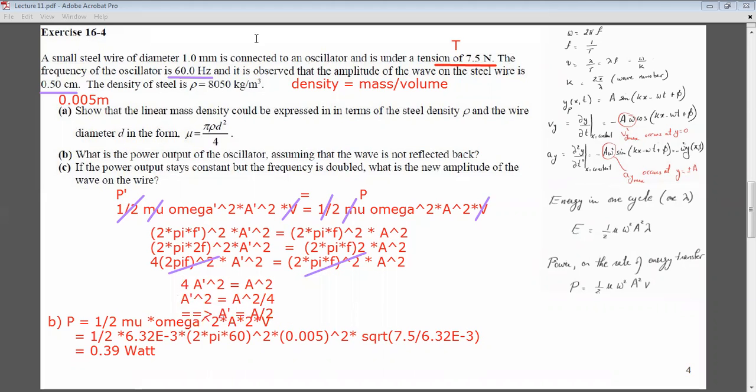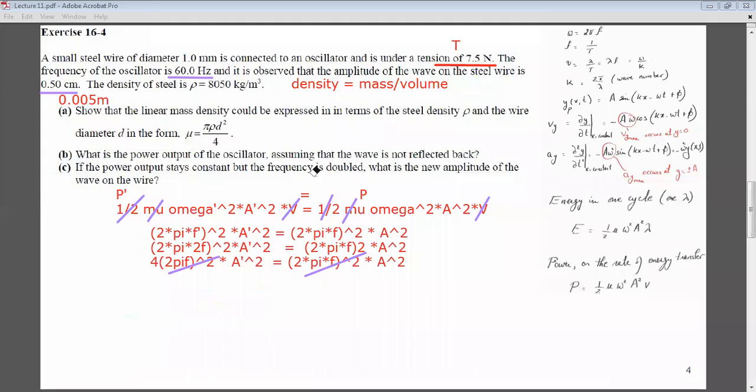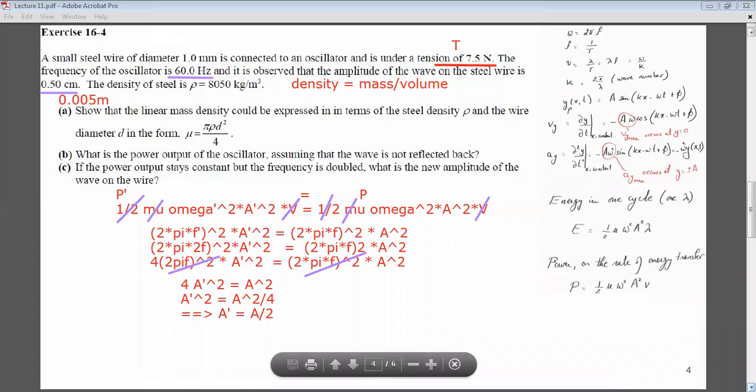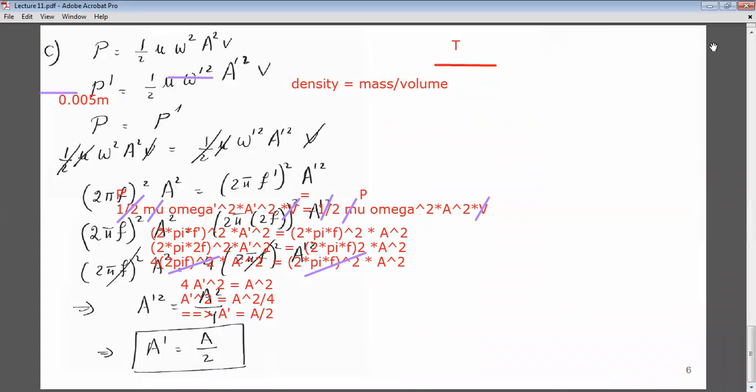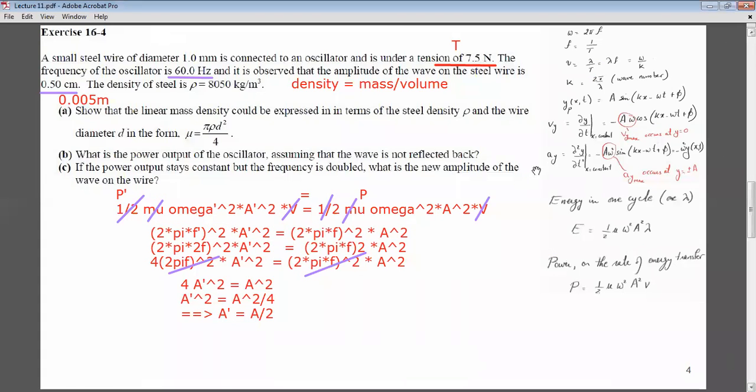So if I double the frequency, the amplitude will be halved. Okay, and with this I reach the end. Let me double check. I reach the end of today's lecture. Yes, I reach the end of today's lecture and the end of this chapter.